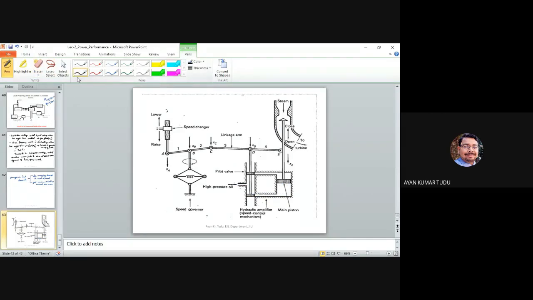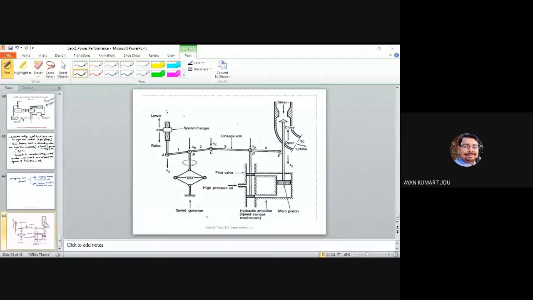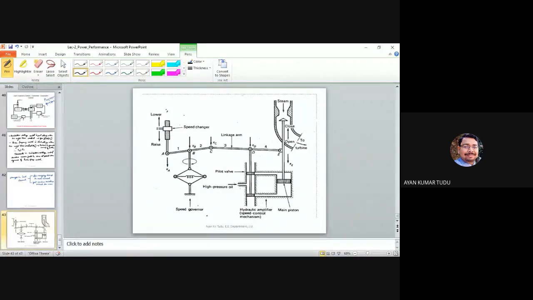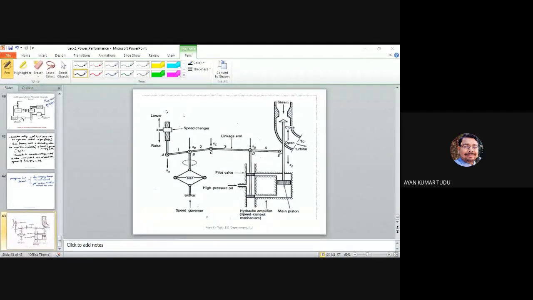So let us start with how the steam is being controlled. Whenever a raise command is given, raise command means we want more steam to be entered into the particular system. Suppose we have given a raise power command, that is, our speed changer is moved downwards. If that is the case, the linkage point A is moving downwards by a small distance.